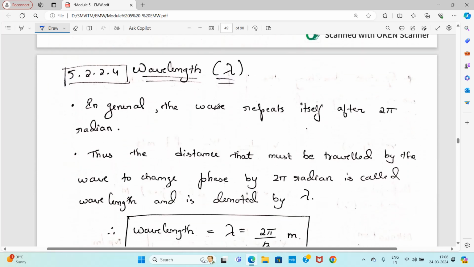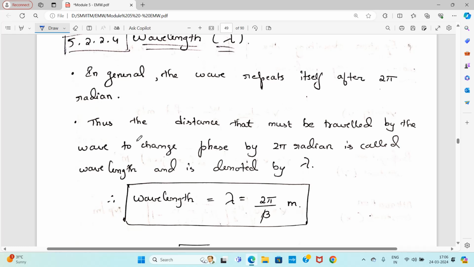The next one, the last parameter, that is wavelength. So wavelength is nothing but the distance which the wave is supposed to travel so that it keeps on repeating itself. See, if I take a sinusoidal signal, we know that one cycle is going to be for 2 pi radians, right? So it is repeating after every 2 pi radians. So wavelength is nothing but the distance that a wave travels before it repeats itself. Okay, so it is given by 2 pi by beta. This is a very important formula for lambda, 2 pi by beta.